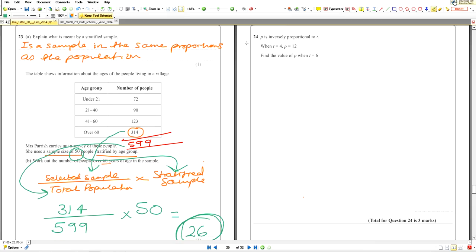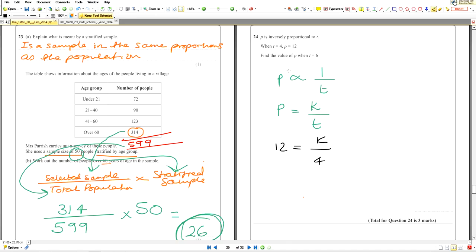Next question. Question number 24. P is inversely proportional to T. So we say P is inversely proportional to T, which means 1 over T. That's the sign of proportionality. Inversely is the 1 over. Now we can change that into P is equal to K over T. Now, we know the value of P is 12 when the T value is 4. So we can now work out the K value.